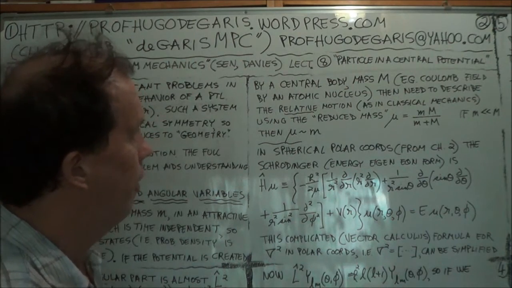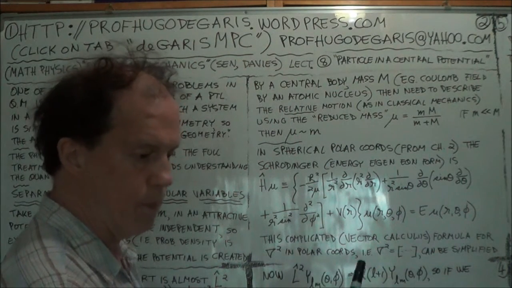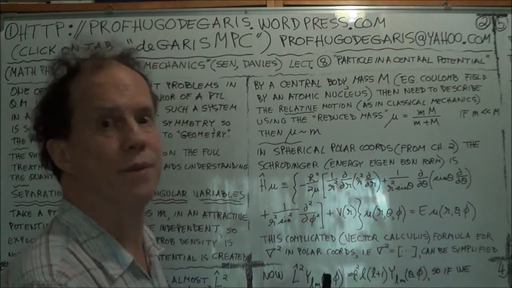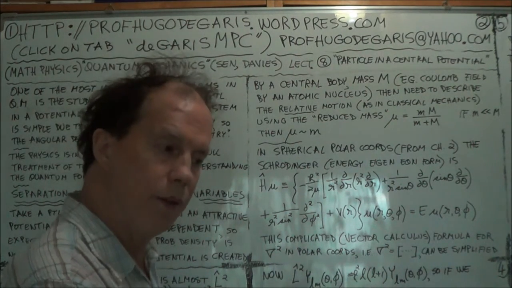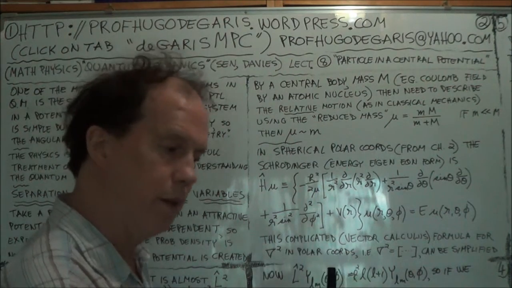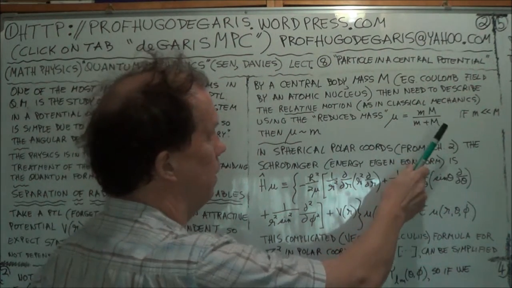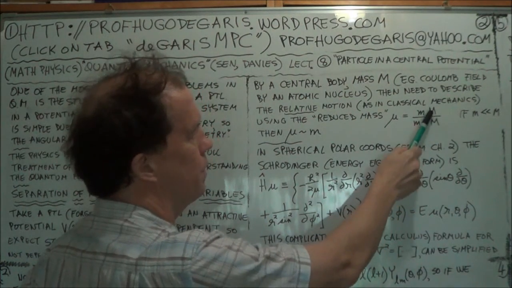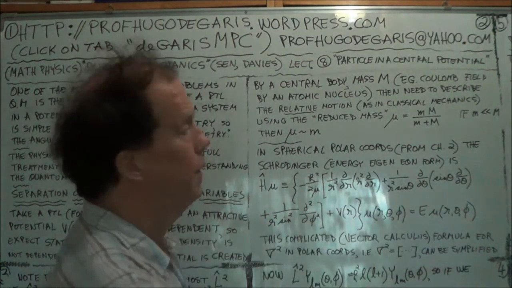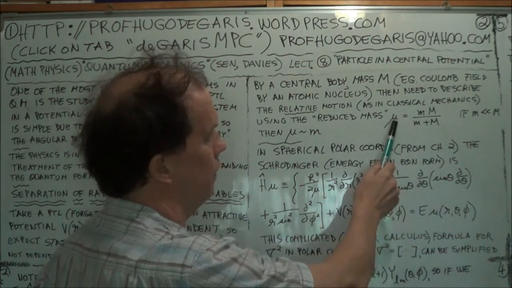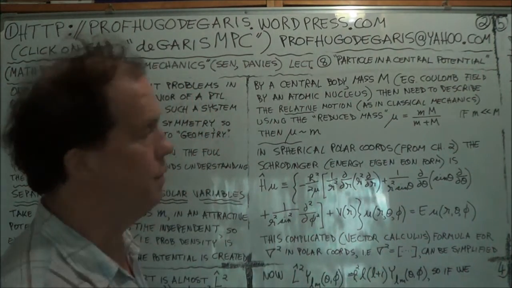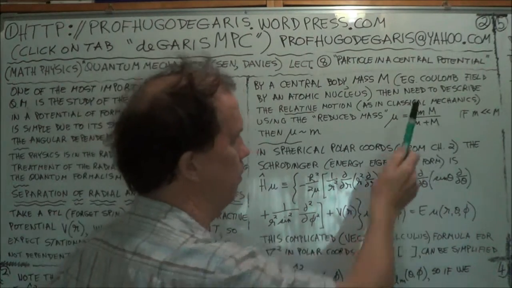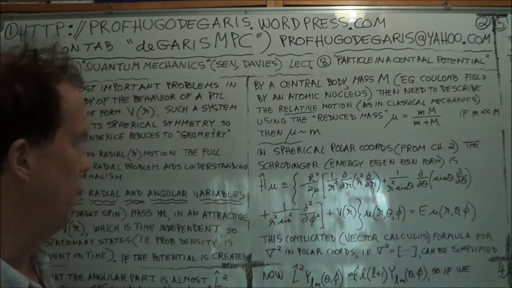Now, in the case of the hydrogen atom, the mass of the proton is about 1,000 times more than the mass of the electron. So this little m here becomes negligible compared to this. So these two m's cancel and you're just left with little m. So effectively the so-called reduced mass just becomes little m. Right? That's just simple math. Okay.